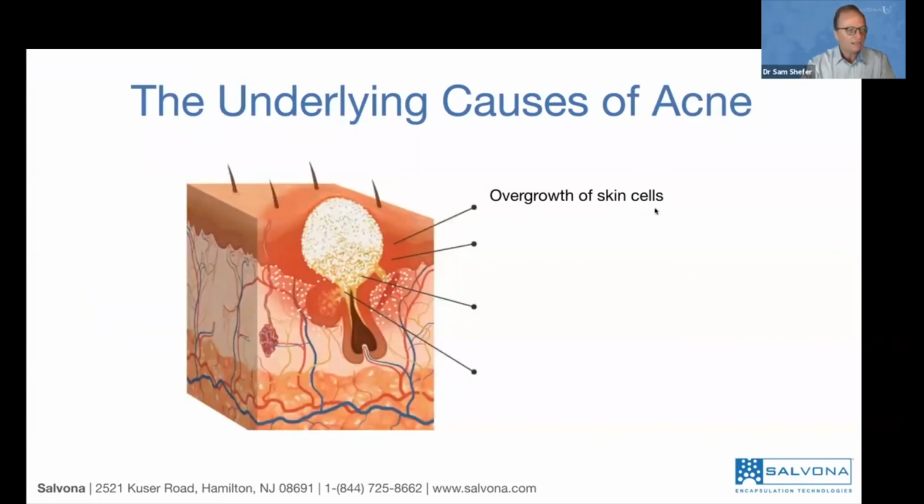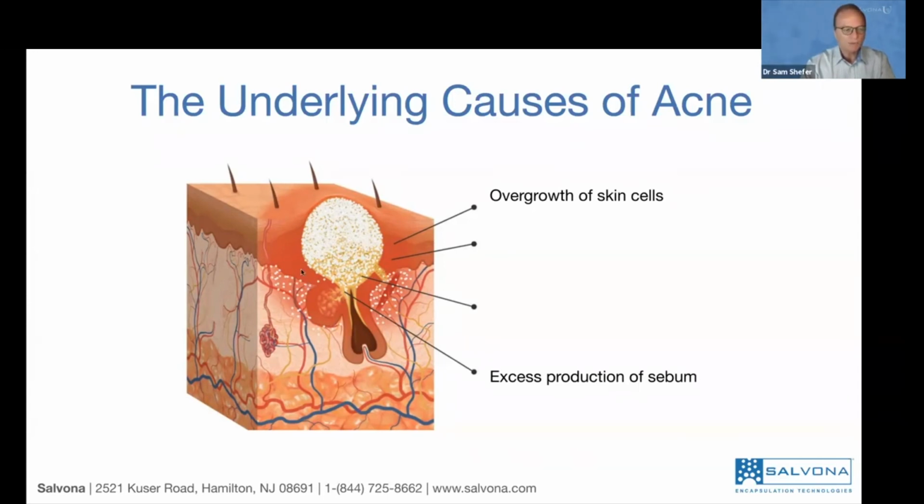The underlying causes of acne are the following. First, overgrowth of skin cells. This is what's happening here. When there is a growth, there is no excess of oxygen from the atmosphere inside, and it's also clogging and preventing the excess sebum from being released. So this is the first one. Then we have excess production of sebum, so more sebum is accumulated.